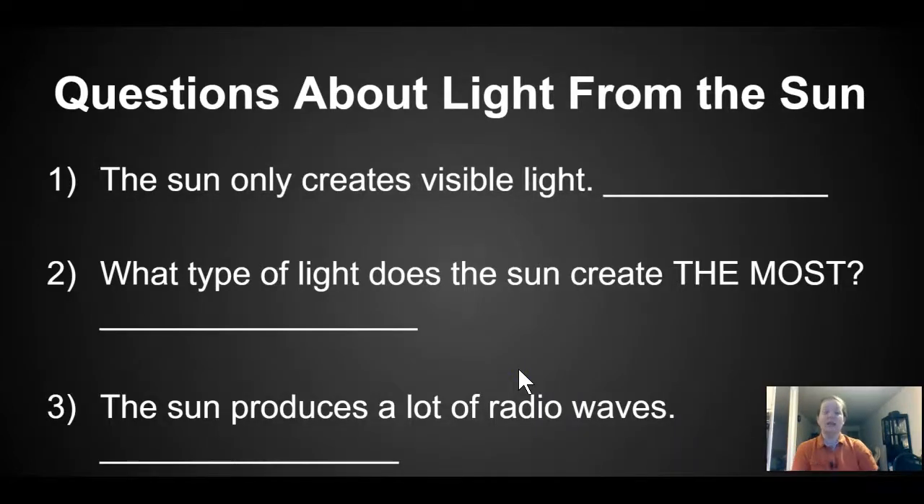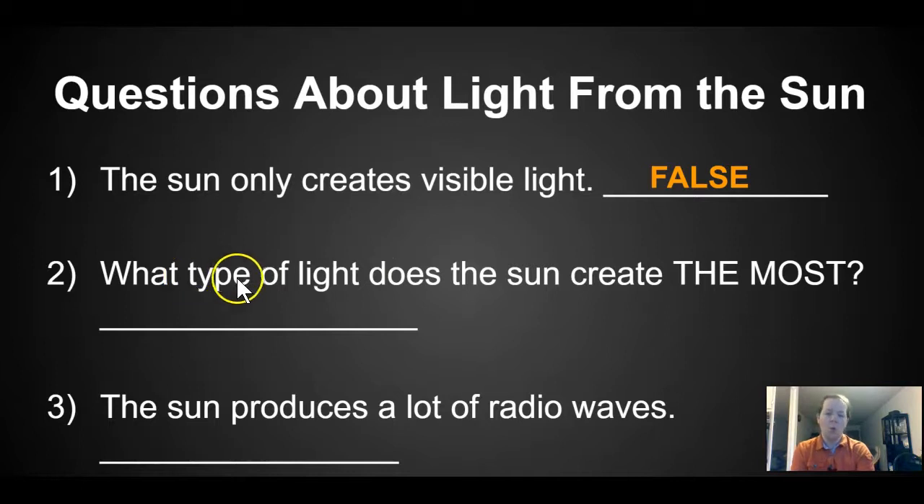Okay, let's do a little practice from that graph. First question, true or false? The sun only, solamente, only creates visible light. That's false. It created different types. It created visible light, infrared, a little bit of radio.